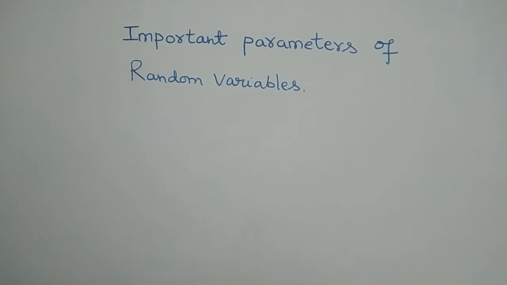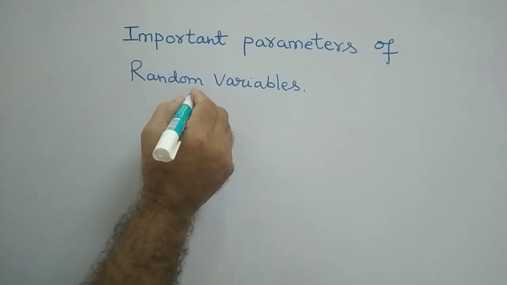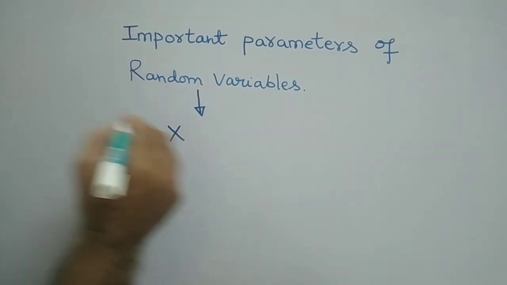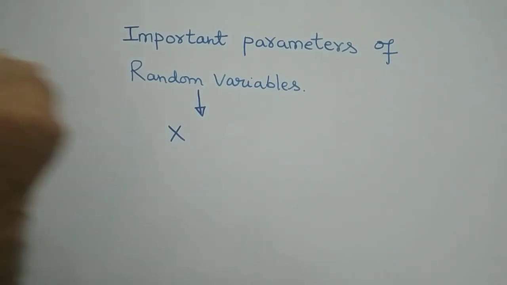Another presentation. In today's presentation, I would like to explain the important parameters which are associated with given random variables. What are the parameters that are associated with random variables? We already discussed in our previous presentations that any random variable is denoted by a capital letter, as I already explained in the last presentations.